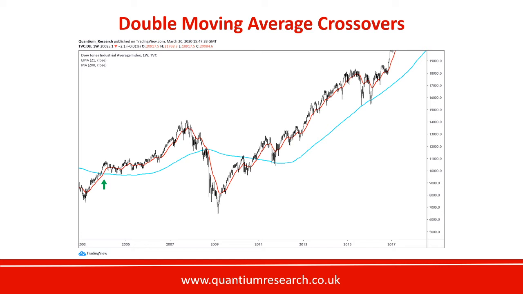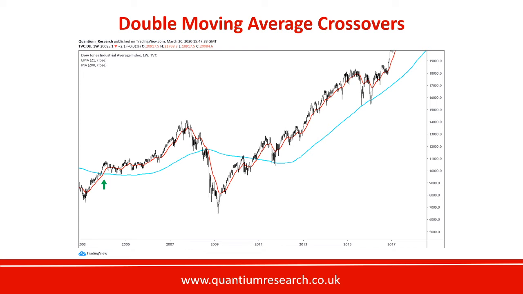The first green arrow is a simple bullish signal. Why? Because you've seen the shorter term moving average cross over the longer term moving average. That is a bullish signal. It's lagging in that the signal comes way after the price has turned, but it's still a sign that the trend has changed into an uptrend.